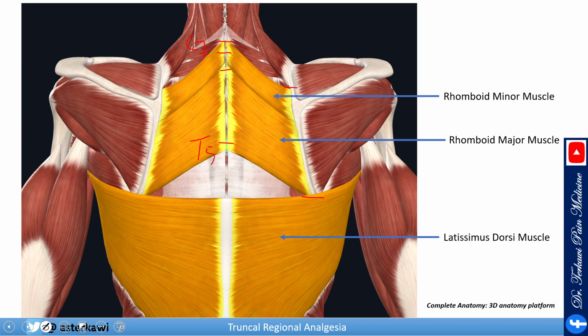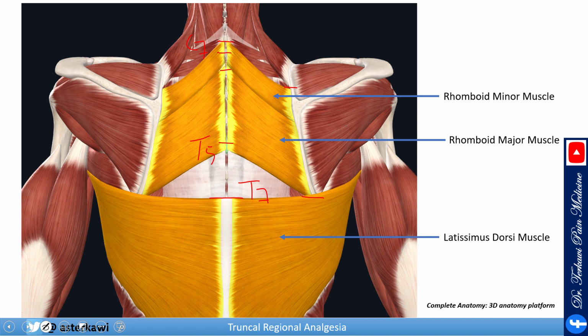If you go below, you will find the latissimus dorsi muscle. The latissimus dorsi muscle originates from the spinous processes of the inferior 6 thoracic vertebrae, so from almost T7 all the way down to T12, and it also originates from the thoracolumbar fascia, iliac crest, and inferior 3 or 4 ribs. It's really a big muscle.